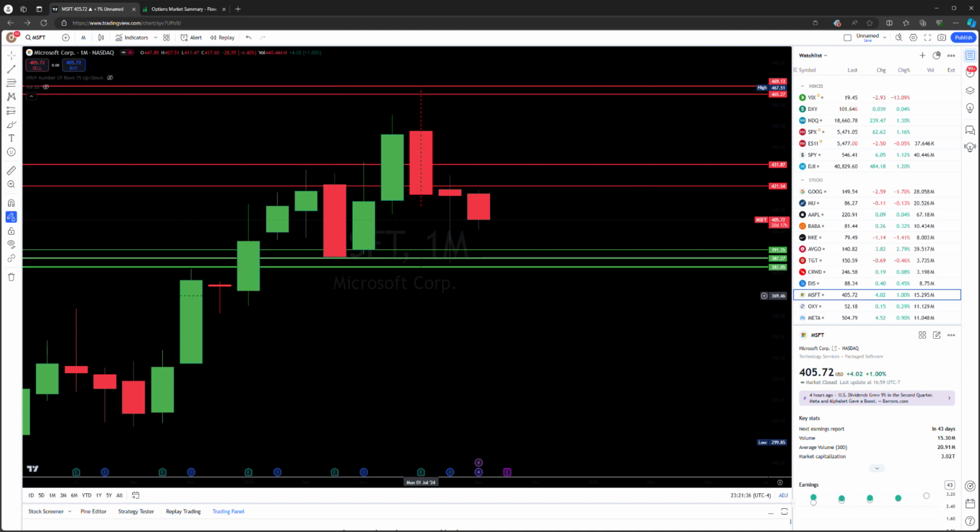So in the order of probability, from the 4 structures I gave you at the beginning of this video, the drop base rally is going to have the highest probability. The next one is going to be a rally base drop, and then following that is going to be a rally base rally, and then a drop base drop. That is the order of probability of how those trades are going to play out, if you were to stack them up against each other in terms of probability.